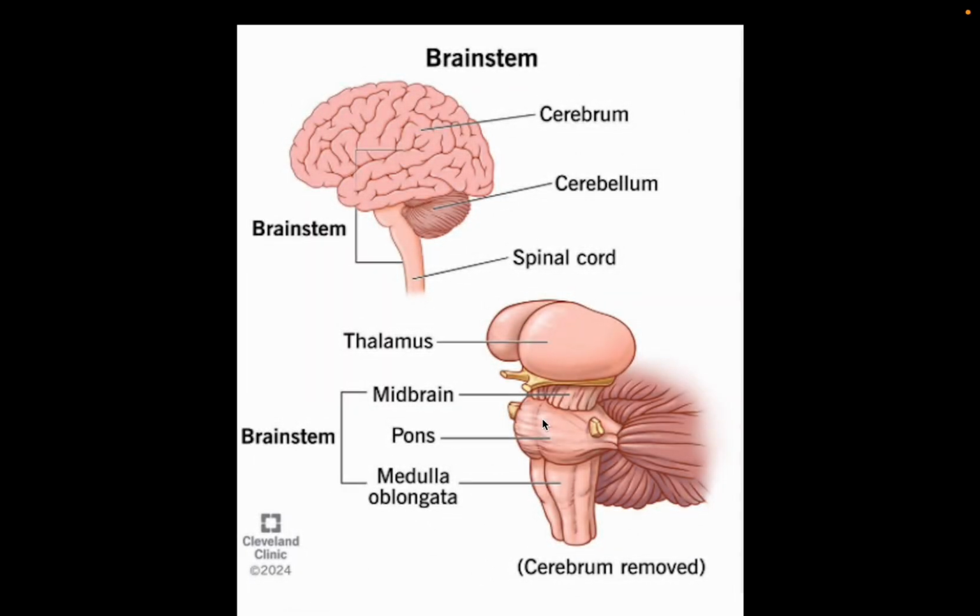Before we start segmenting the brainstem, let's take a quick look at its anatomy and function. The brainstem is the lower part of the brain that connects the cerebrum to the spinal cord, and it plays a vital role in controlling many of our body's automatic functions. It's made up of three main parts: the midbrain, pons, and medulla oblongata. Together, they regulate essential processes like breathing, heart rate, blood pressure, and sleep-wake cycles.